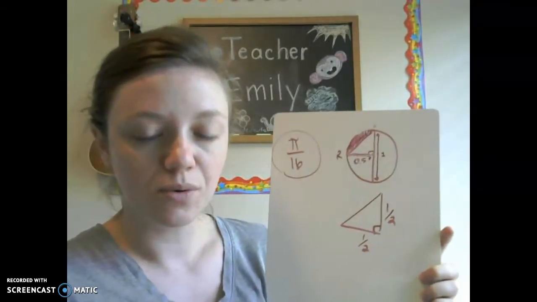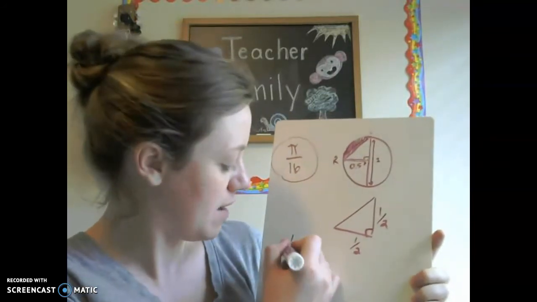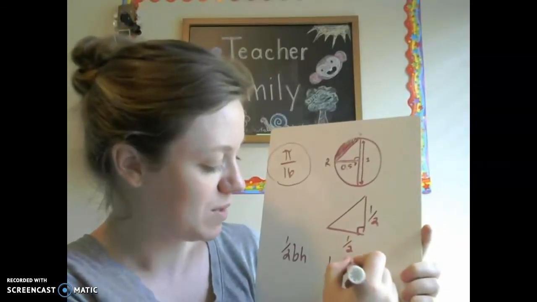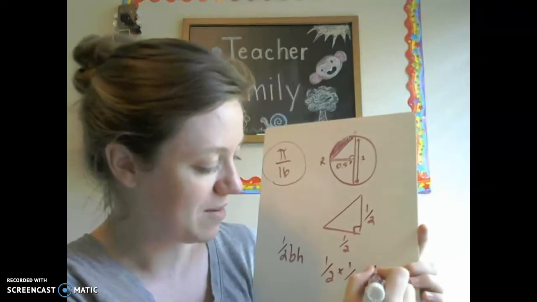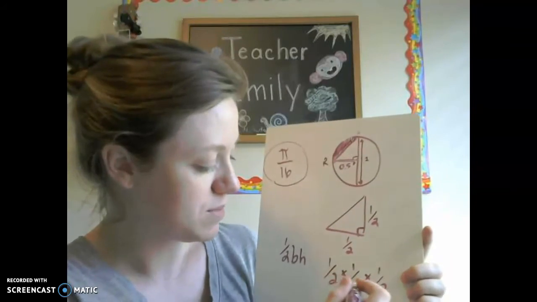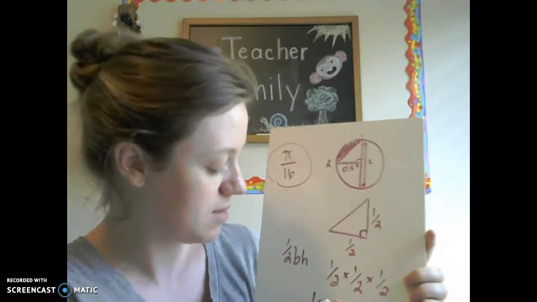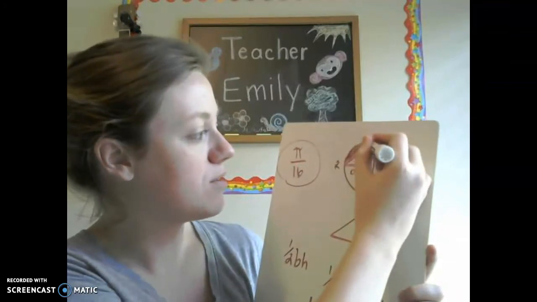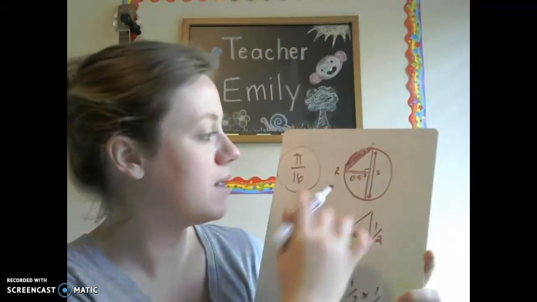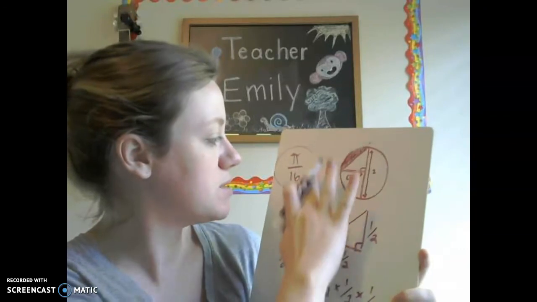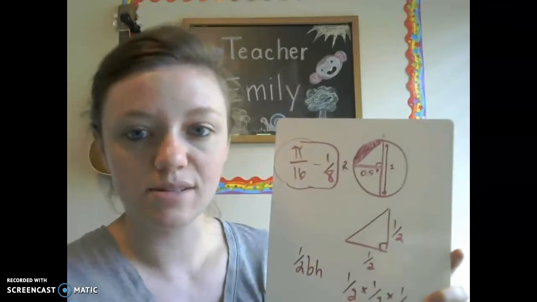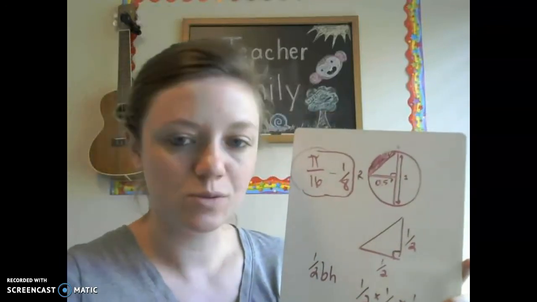So if you remember, to get the area of a triangle, you need 1/2 base times height. So that means you're going to have to take 1/2 times 1/2, here's the base, times 1/2, which ends up being 2 times 2 times 2 is 8, so 1/8. So the answer to this shaded region is this area, pi over 16, minus this triangle area, which is 1/8. So that's our answer. Pi over 16 minus 1/8.